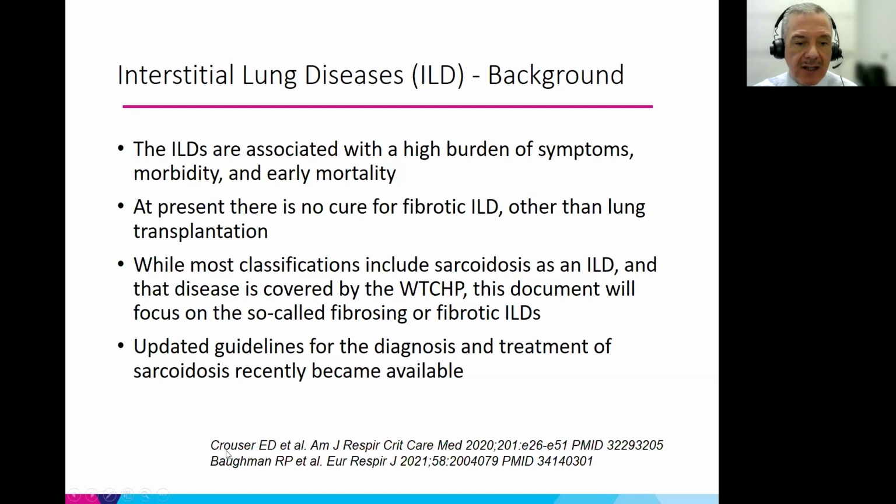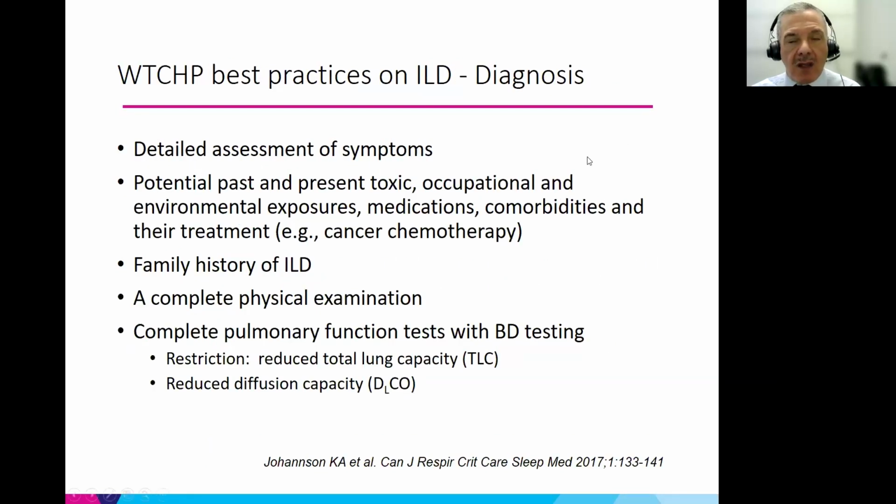However, I just wanted to call attention to the fact that the diagnosis and treatment of sarcoidosis is a little bit different. Although it is covered by the Canadian Thoracic Society guidelines, there are more specific sarcoidosis-related guidelines for diagnosis and treatment that were recently published and that have been endorsed by both the American Thoracic Society and the European Respiratory Society. So after that introduction to these diseases, particularly for the non-specialists, what is the diagnosis and what is the role that clinicians in the World Trade Center Health Program play?